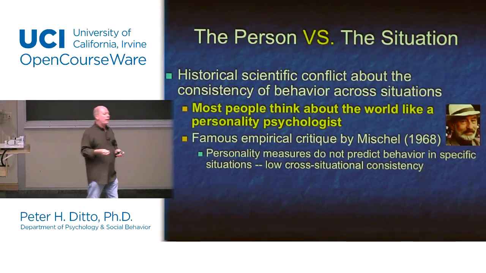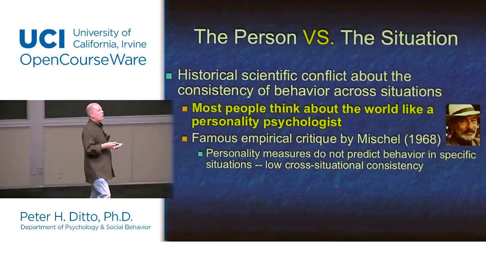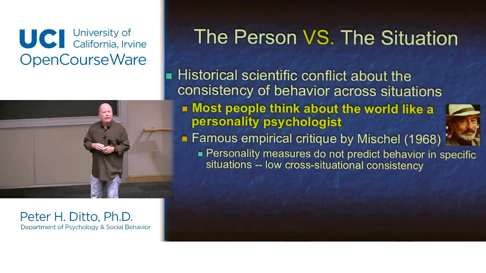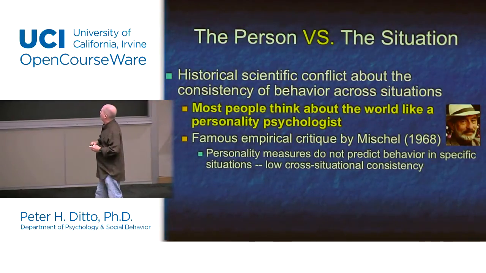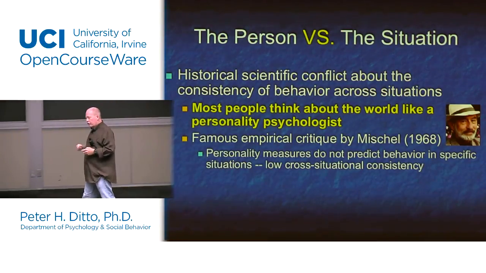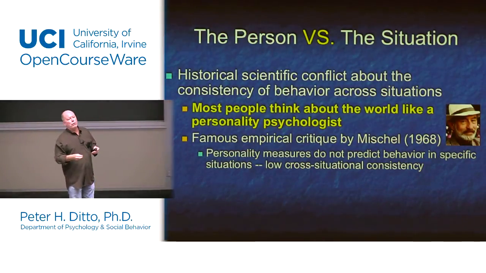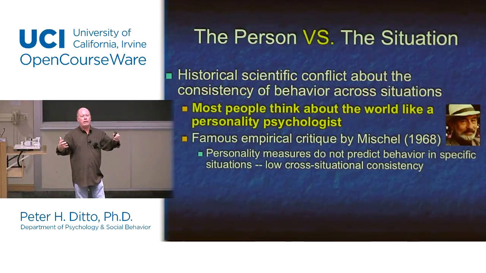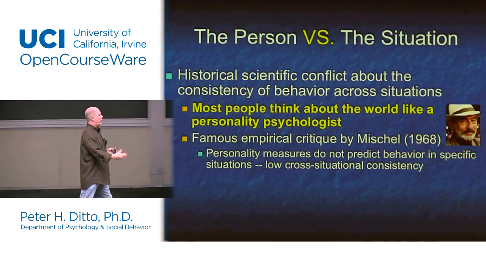But in the late 1960s, there was kind of a crisis in that field, right? A well-known researcher, even at that time, his name was Walter Mischel, that's him in the corner, went and looked at the actual data. So when he looked at a whole bunch of different situations, the classic idea would be you give somebody a personality test about their honesty, their extroversion or whatever.